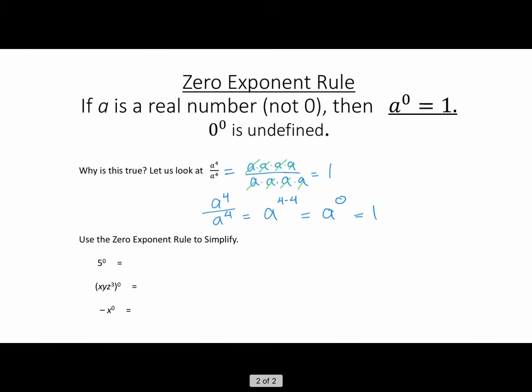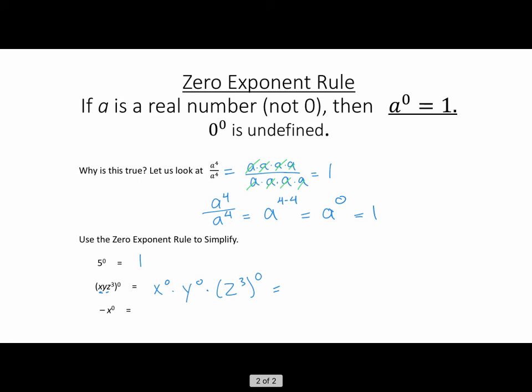So let's use this exponent rule to simplify expressions. So 5 to the 0th power is 1. XYZ cubed to the 0th power. I know that's just going to be 1, but what if you use the product to a power rule? So each factor of the product gets that power. So x to the 0, y to the 0, and z cubed to the 0.